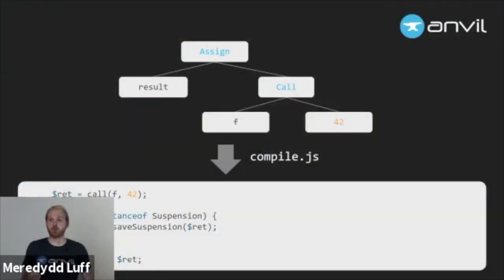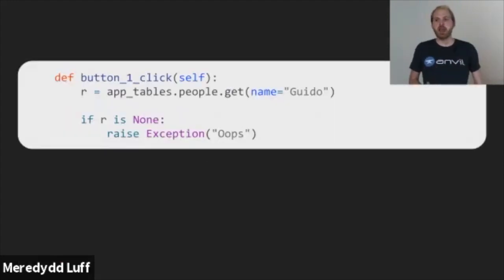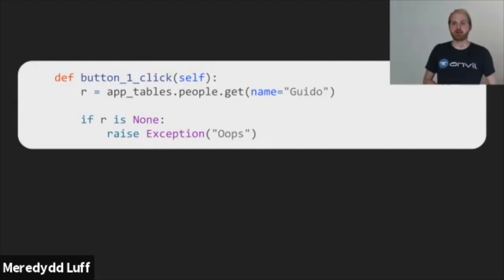And so we compile code like this into something like that, which does the call in JavaScript and then checks the return value, is that a suspension? And if so, then the function that did the call suspends itself. Let's see how that works in practice. So here is a function that when you click a button, goes and does some database access.